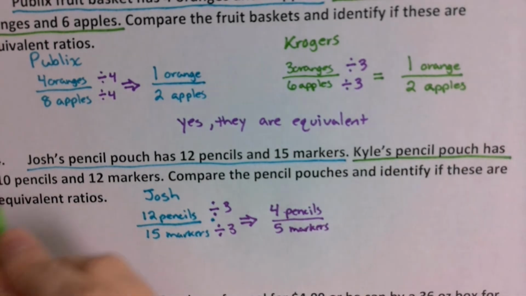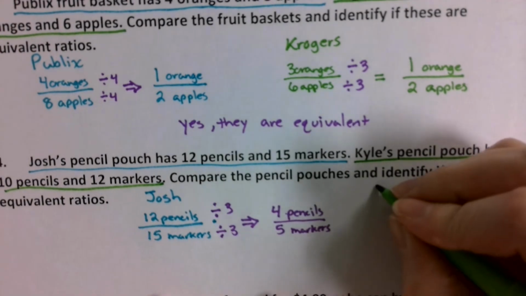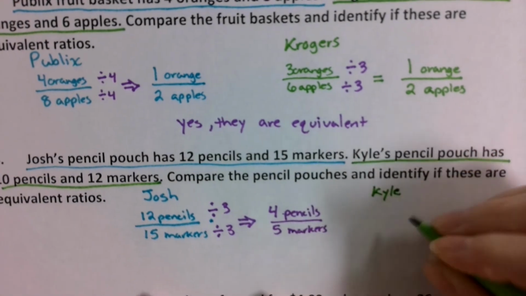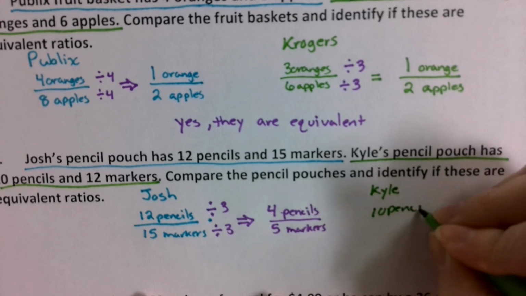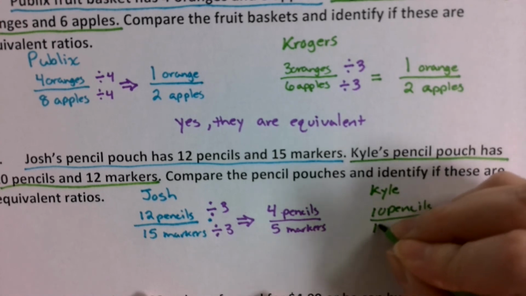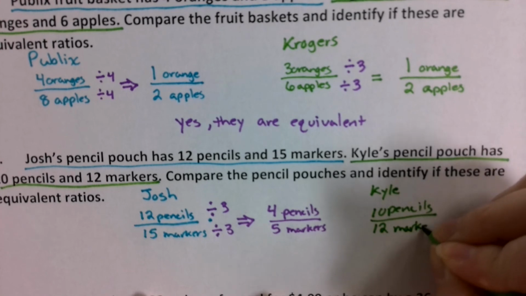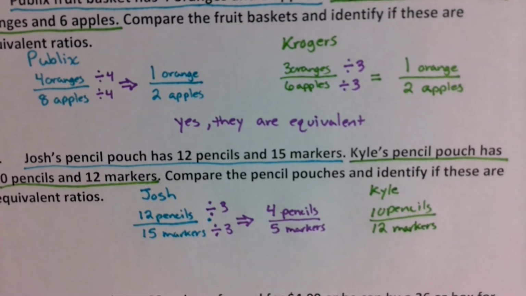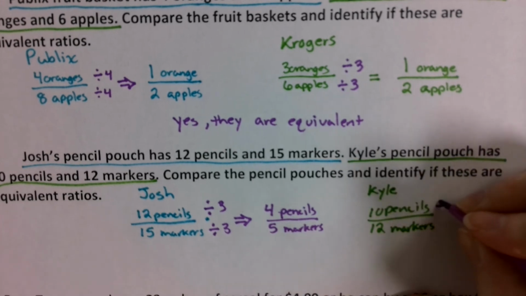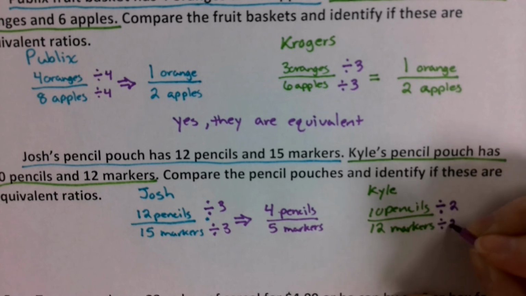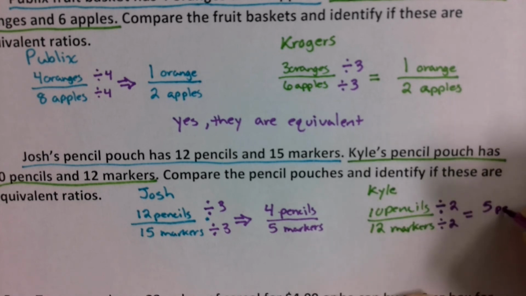Okay, then we're going to do this for Kyle's. Kyle's pencil pouch has 10 pencils, 12 markers. Okay, so 10 pencils, 12 markers. What can we simplify them both by? 2. Okay, they're both divisible by 2. They're both even. Okay, that comes out to 5 pencils and 6 markers. And that's as simplified as they both are going to get.